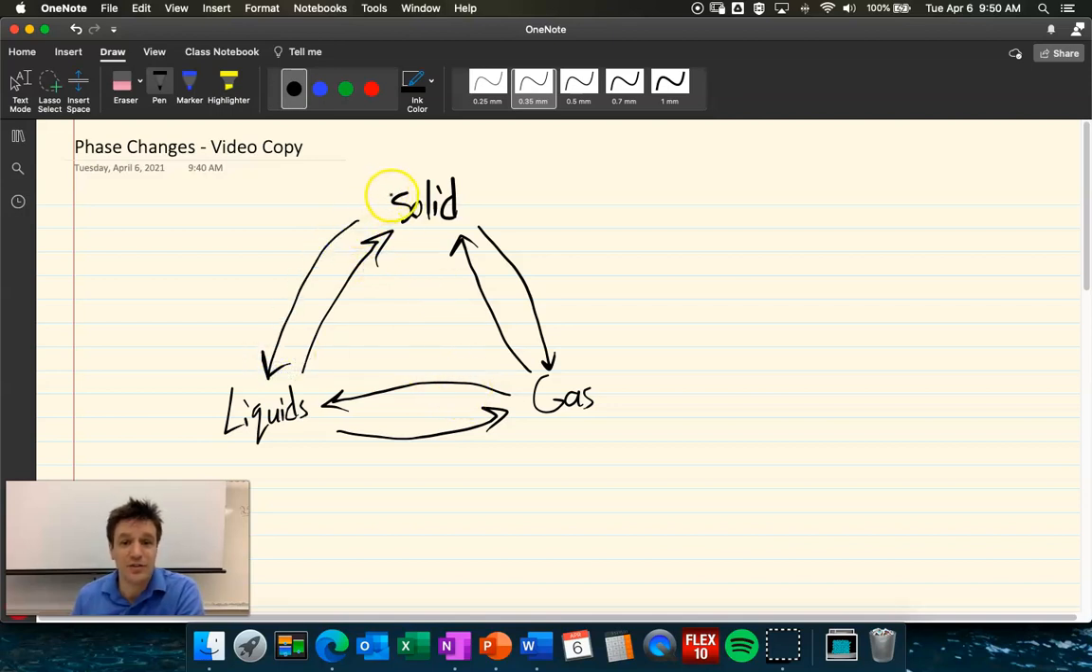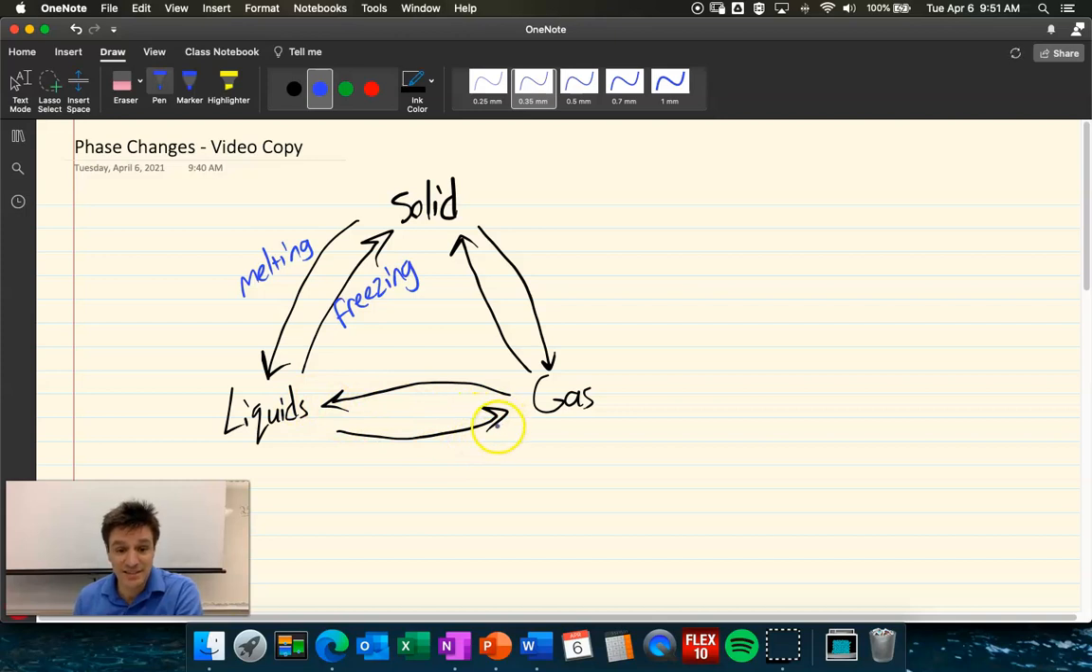Okay, so let's start with the easy ones. From solid to liquid, think ice to water. Okay, we know that that's called melting. From liquid to solid is the opposite. Start with water, end up with ice. That's called freezing.